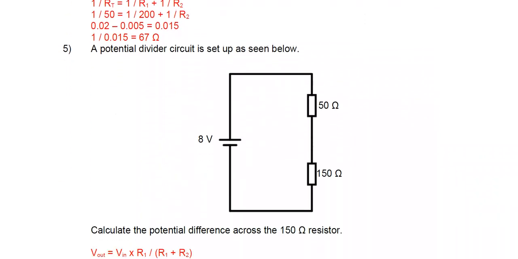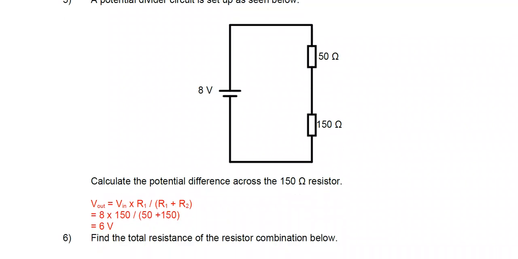Okay, number 5. A potential divider circuit is set up as seen below. We've got an 8 volt cell or battery, and a 50 ohm resistor and a 150 ohm resistor set up in series. Calculate the potential difference across the 150 ohm resistor. We can use the ratio of the resistors if we want, or we can use this equation that I've pinched from the AS level. V out is V in times R1 over R1 plus R2. In this case, our R1 will be 150 ohms. So 8 times 150 divided by 50 plus 150, we are going to get 6 volts.